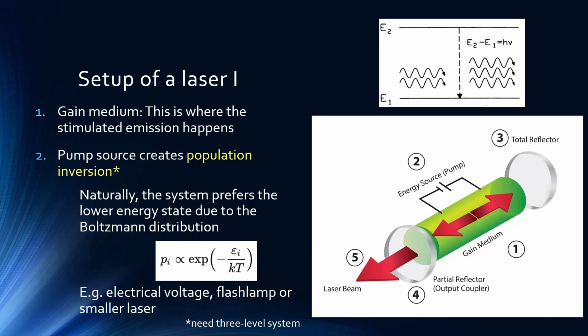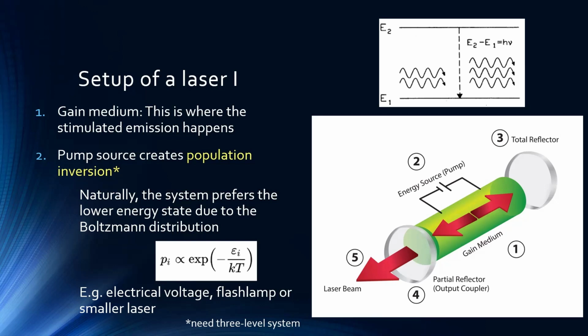So the pump source is used to contradict this effect and to get more electrons, more atoms into the excited state. And this pump source can be anything from an electrical voltage that is usually used for gas lasers, a flash lamp, or even a smaller laser that drives this transition. That is what we call population inversion, when there are more electrons, more atoms in the excited state than in the ground state.